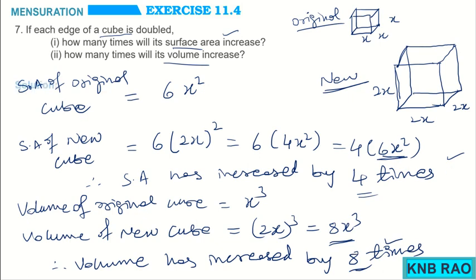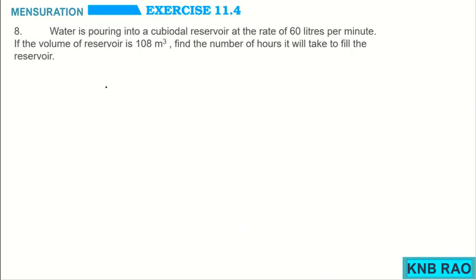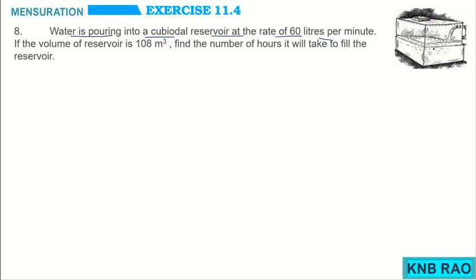Moving on to question number 8. Water is pouring into a cuboidal reservoir at the rate of 60 liters per minute. In 1 minute, 60 liters of water is getting poured. Let us see the figure. This is the reservoir in which water is flowing at the rate of 60 liters per minute. If the volume of the reservoir is 108 meter cube, find the number of hours it will take to fill the reservoir. So this is a very good and important question.